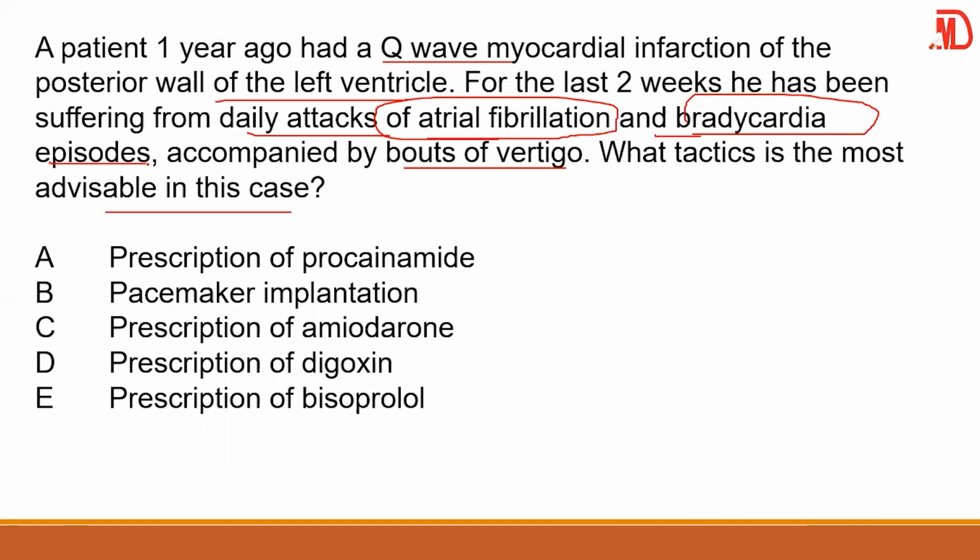And that's why over here we are going for B. Why? Because there's damage to the body's intrinsic conduction system to produce impulses. There's a problem. So we need to put an artificial pacemaker over there. So over here, your answer is B.